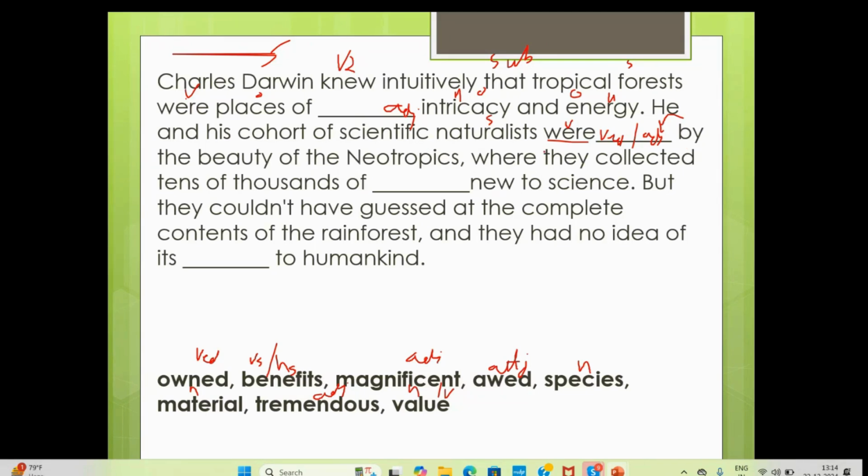Then they were dash by the beauty of this, and then there is a comma. Where is your subordinate conjunction? They is your subject, collected is V2. Tens of thousands of dash new to science. So we need noun, and new is your adjective here. Sometimes you will find here and there new dress, new is your adjective. So we need noun here.